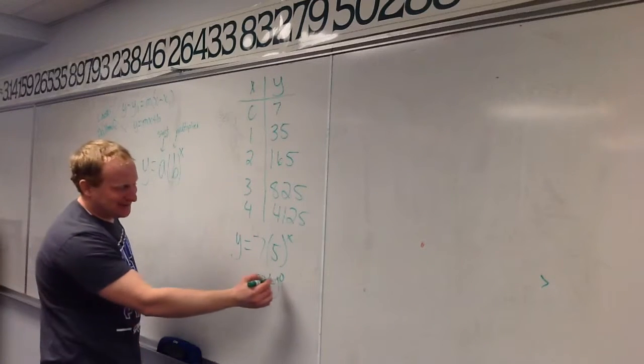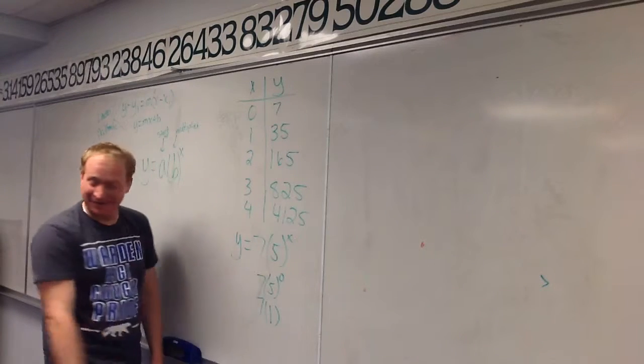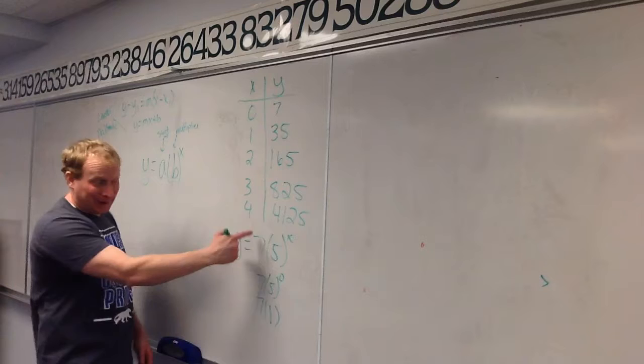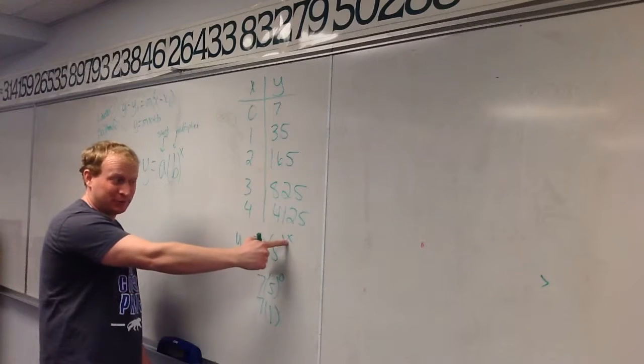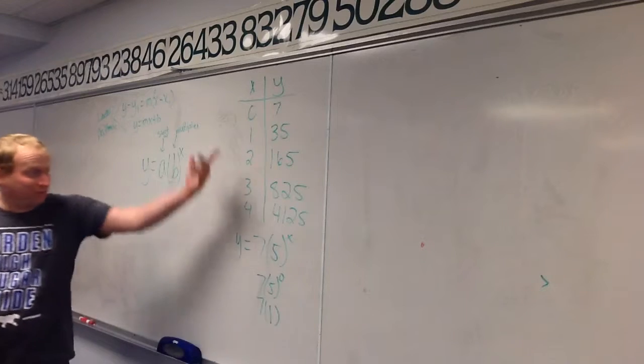So if 5 to the 0 power is 1, what's 1 times 7? 7. That's why that's always the initial value, because whenever you put 0 here, it'll just be 1 times 7, and then the rule works.